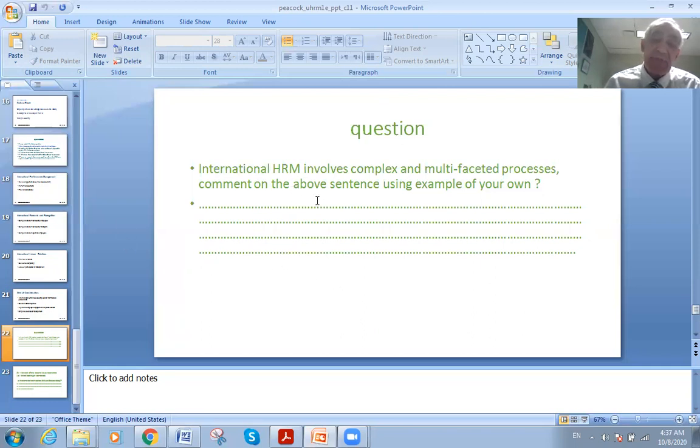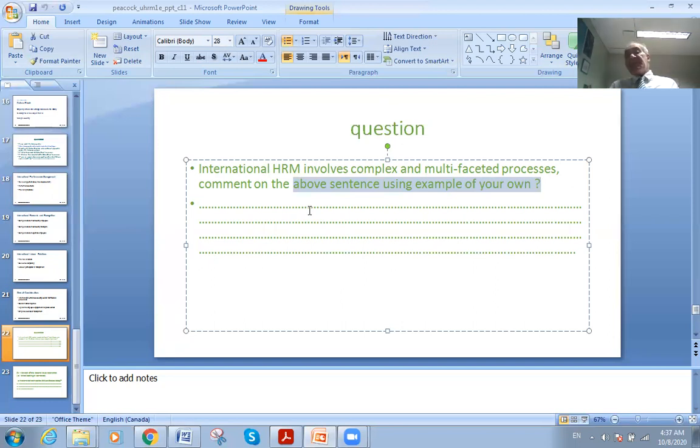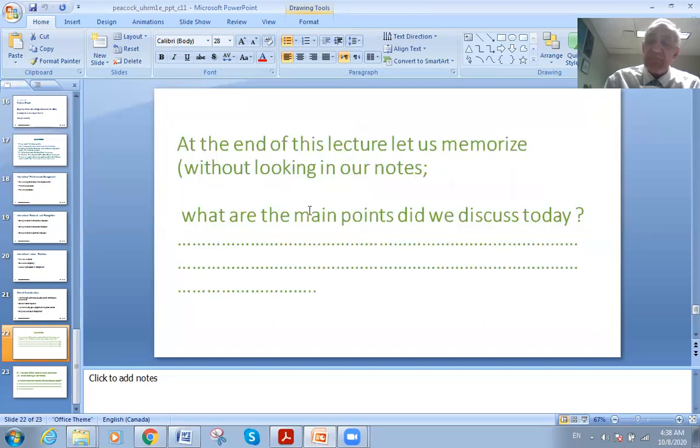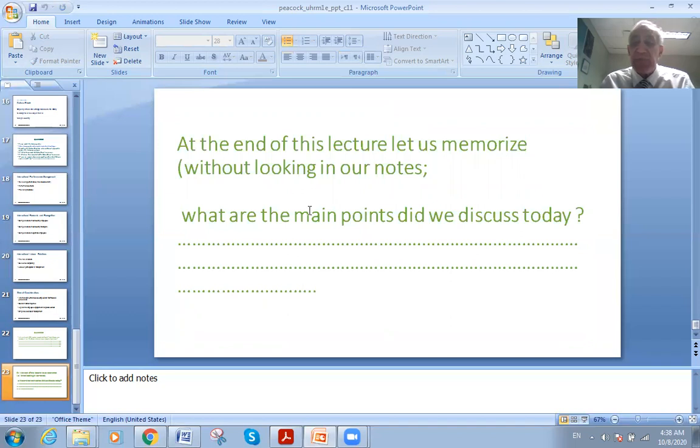Let's see this page. International human resource involves a complex and multifaceted process. Comment on the above sentence using examples, but use examples of your own. Please, I want you not to copy and paste, not to take the question and put it in your browser. No, I want you to use your own mind. What are the differences between local and international business? How will this be affected, by what variables and what style of culture? So when you answer, I want you to think, not copy and paste, because you won't just send me the answer to the question. It might be an important question, but at the same time, I want you to train yourself in how to think, and how to use this science when you have a case study.